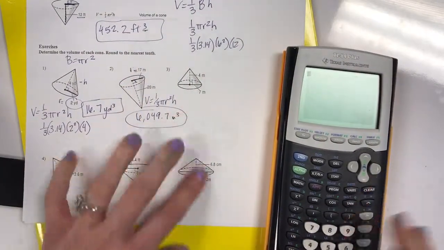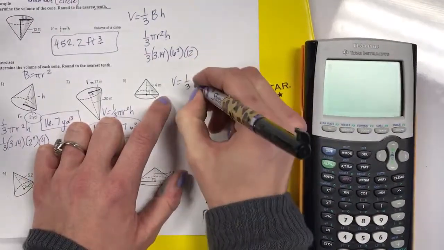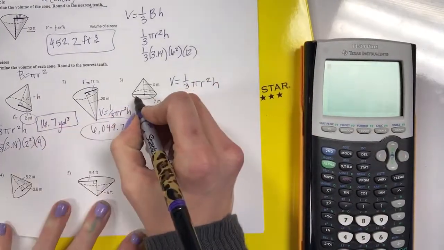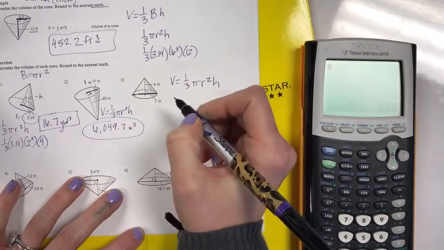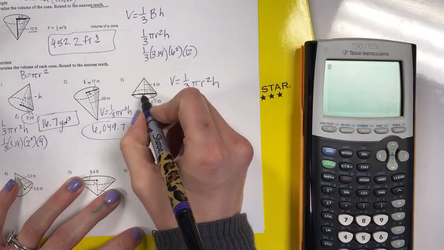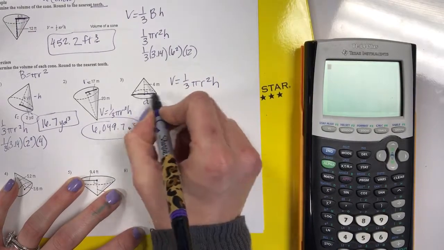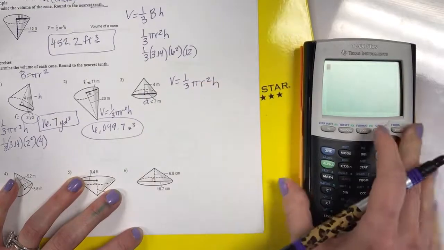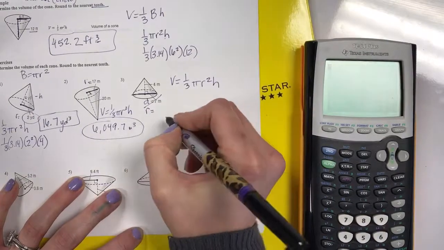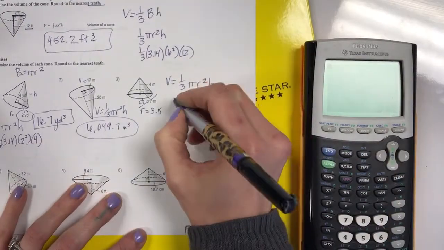Number 3, same thing, my formula, 1/3 pi r squared times height. On this one, they drew the line all the way across the circle, so that's telling you that's the diameter, and your diameter is 7. Since they drew that line all the way across, it doesn't matter that it's pointing to that specific spot. That still means that line across is your diameter. So that diameter needs to be divided by 2 to get our radius.